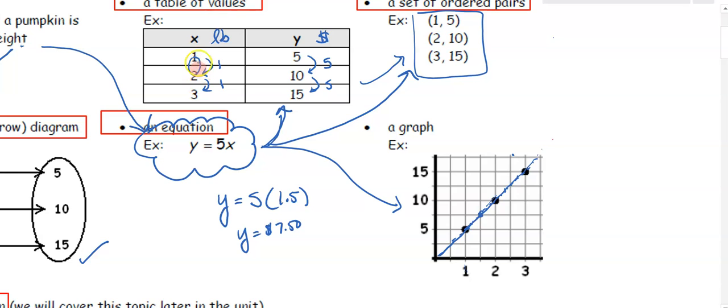So since there's so many values that fall in between, that's why we draw a line. A line shows that our data is continuous because all of those points in between are also possible values.